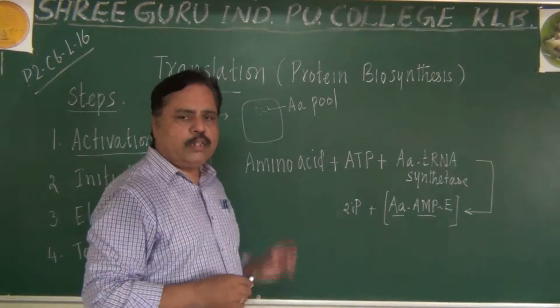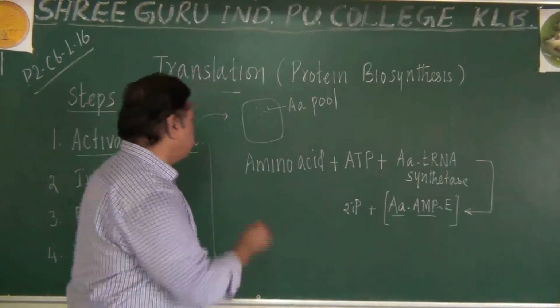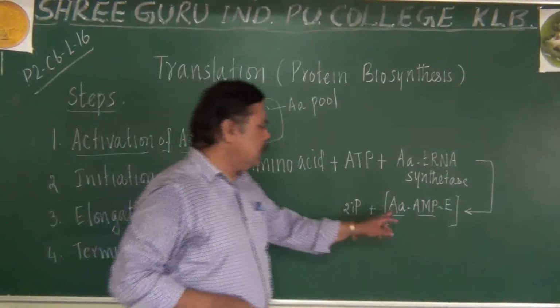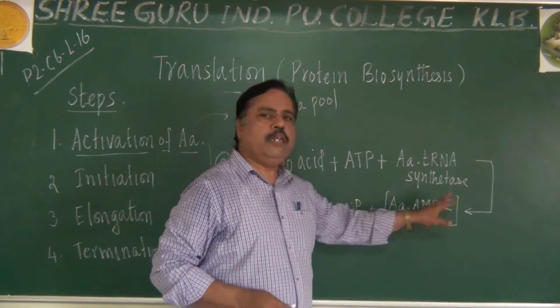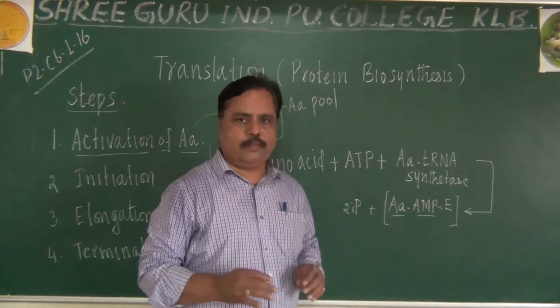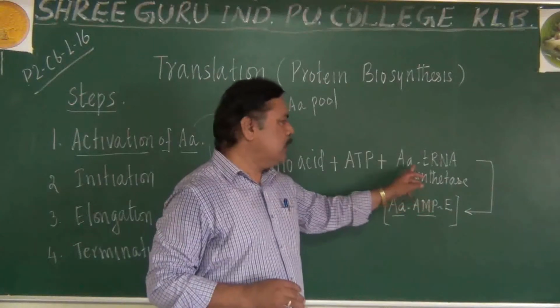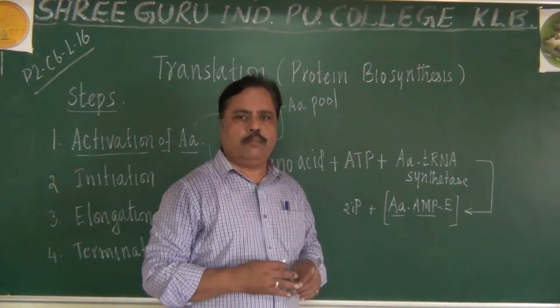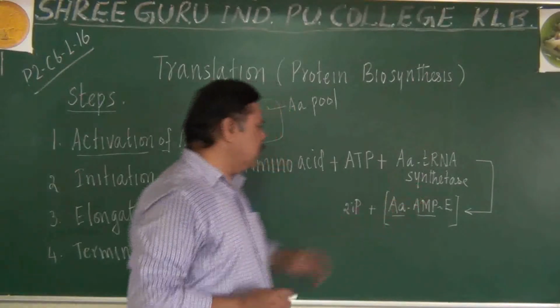So what do we get in the first step? This is the first step during activation. We get amino acid AMP enzyme complex. What is the name of that enzyme? Amino acid tRNA synthetase enzyme. Okay. Now what is the next step?